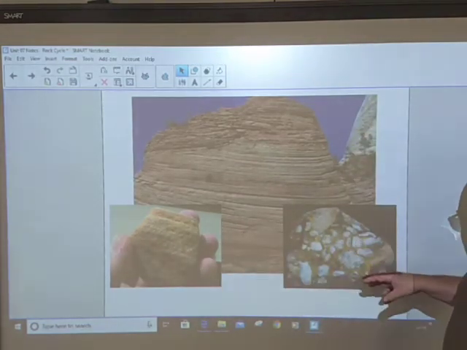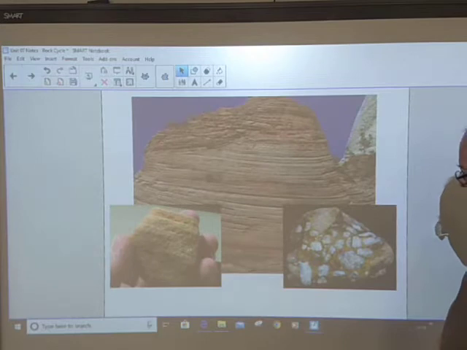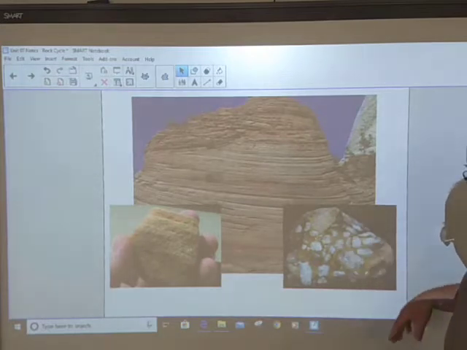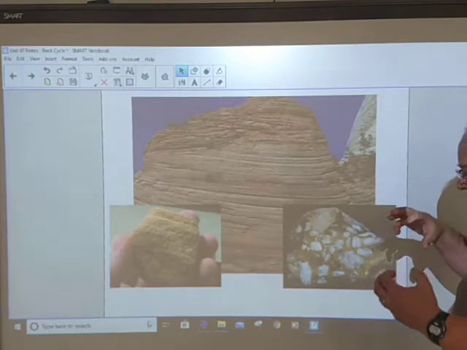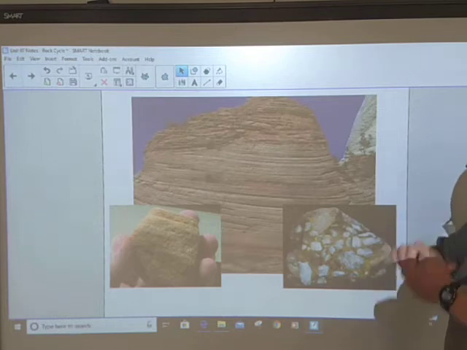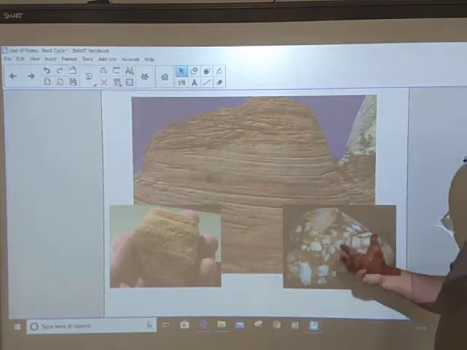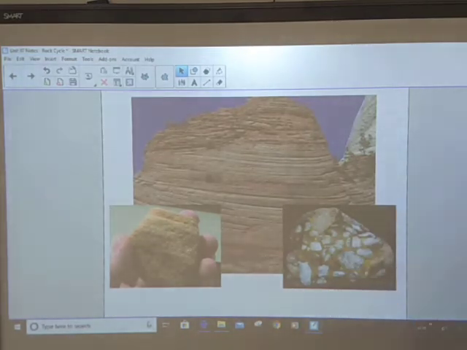This, I'm guessing, would be considered sandstone. This is called a conglomerate. This has got all different size particles, lots of pebbles in it, along with smaller bits, and they've all been kind of compacted and glued together into a solid mass. There's a rock.